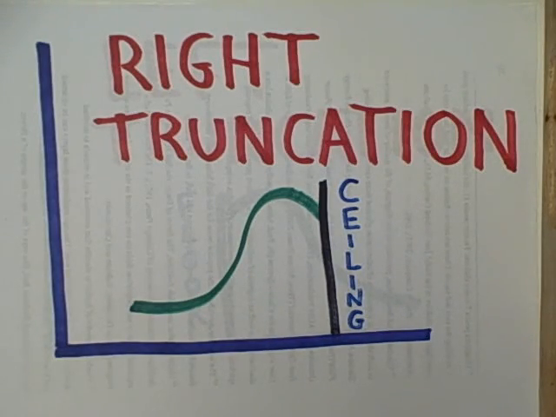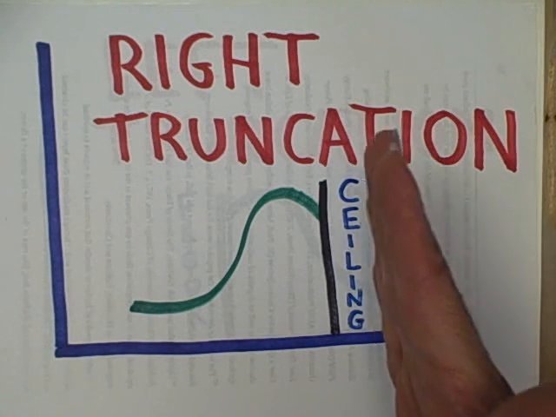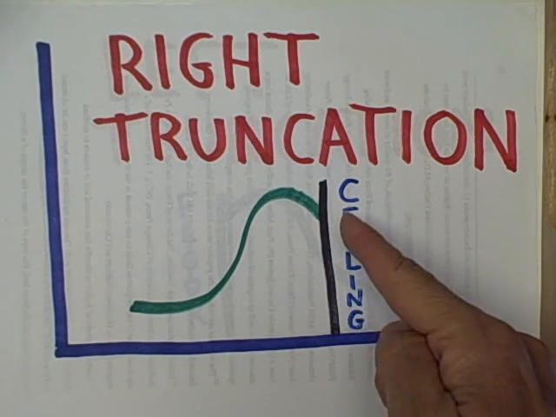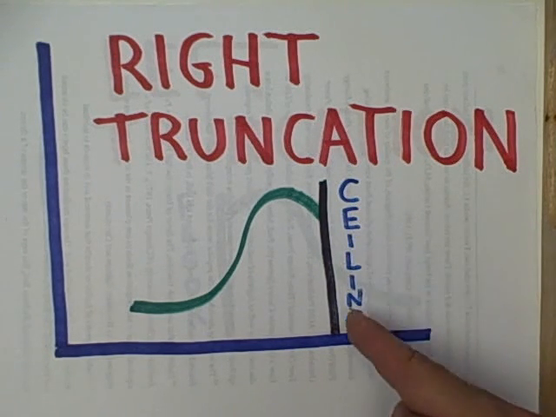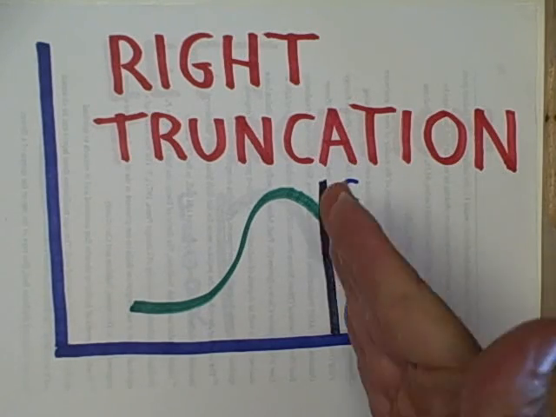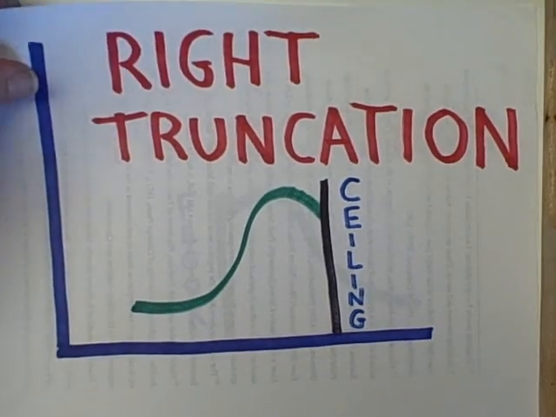This is a right truncation. That means that we've sort of lost the right tail of our distribution. This is usually found when we have something that imposes a ceiling on the scores. Perhaps the test that this variable represents was a very easy test, and most people scored close to the top.